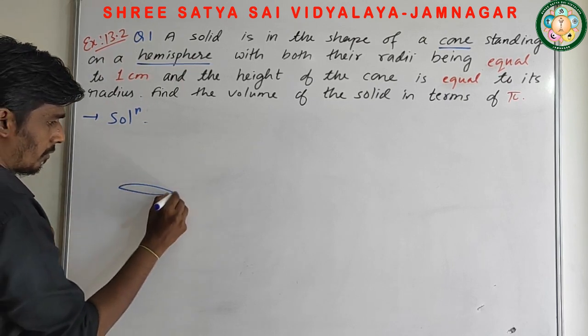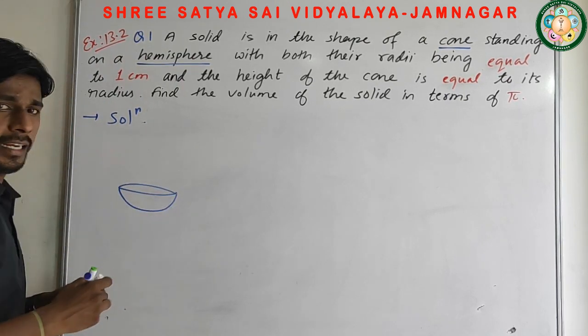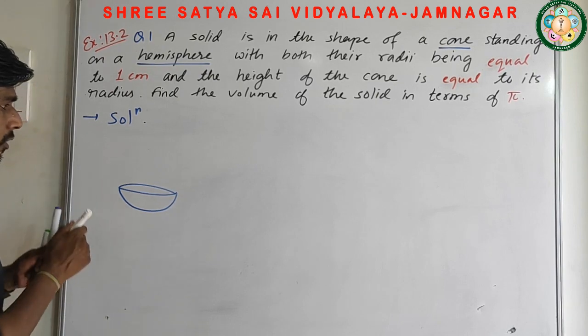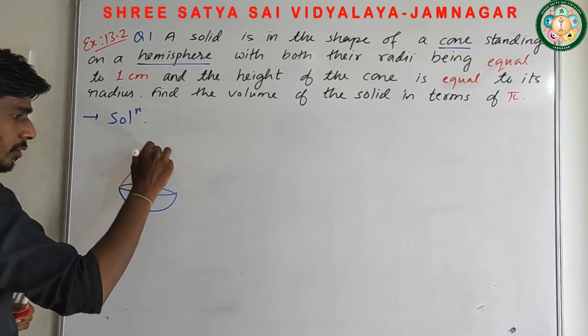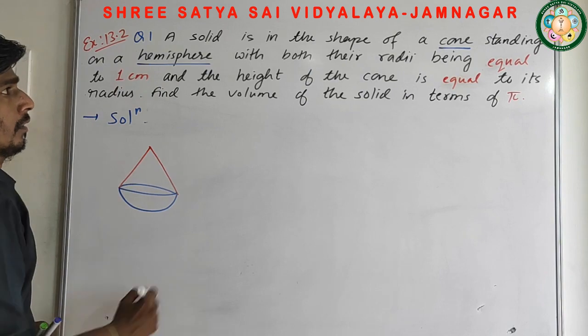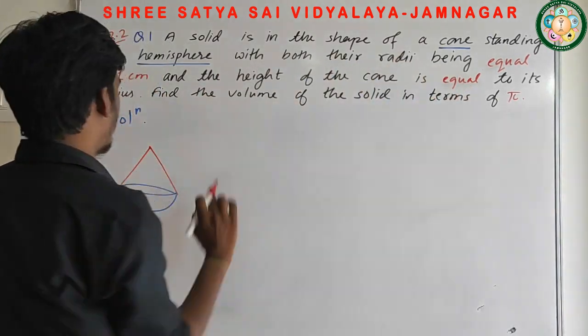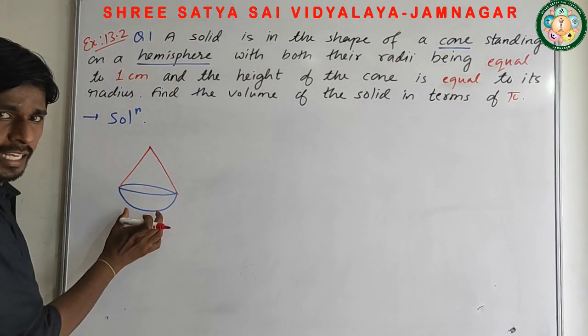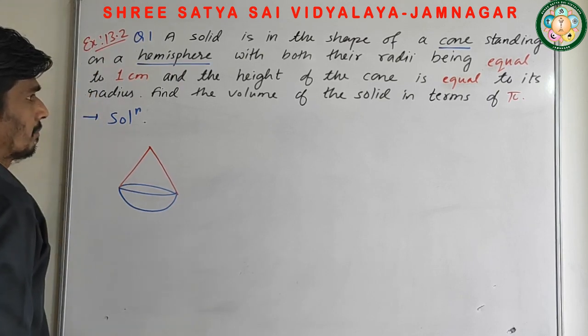So this is what? Hemisphere. And on this hemisphere, a cone is standing. And this is what? Cone. With both the radii being equal. The radii of cone and hemisphere both are same.